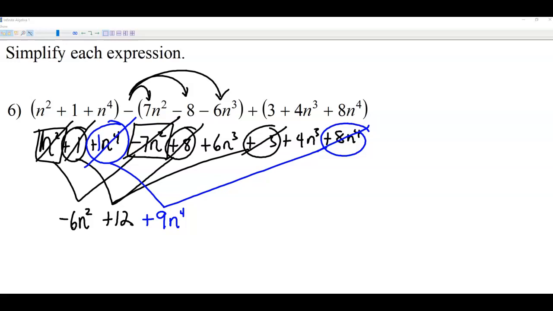And then finally we have a 6n cubed. We'll combine that with the other n cubed. 6 plus 4 is 10 n cubed.